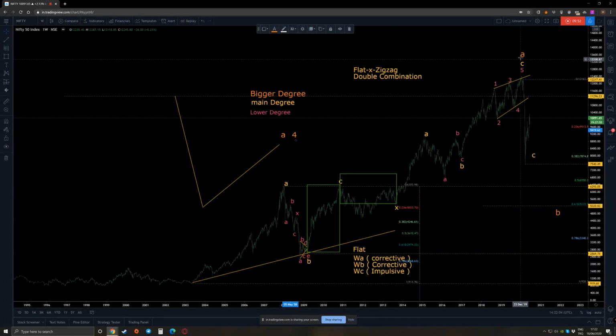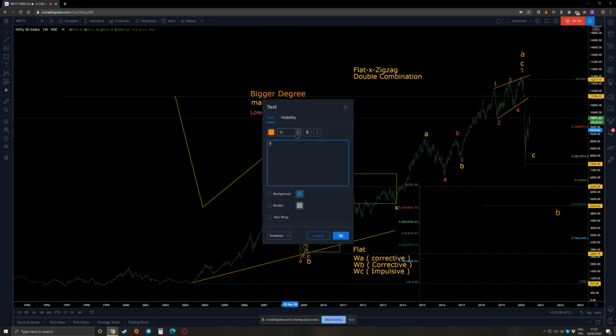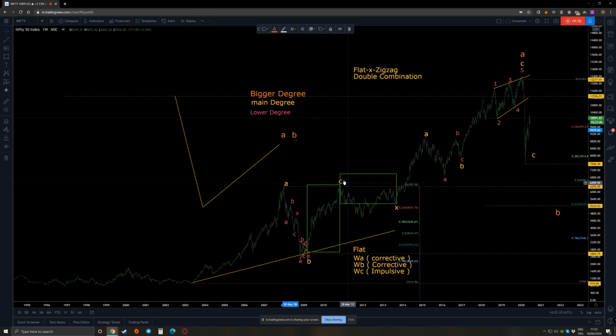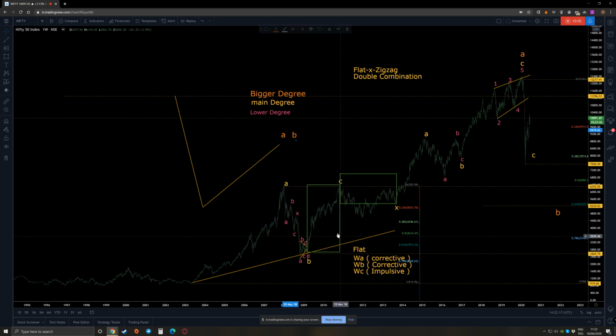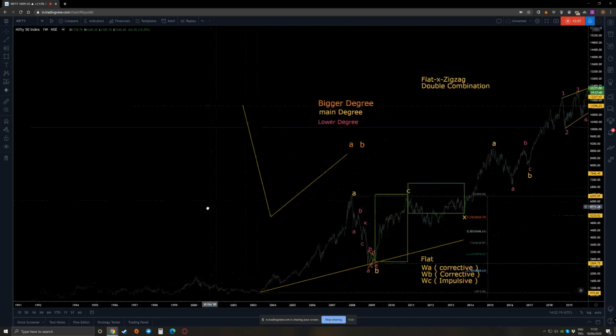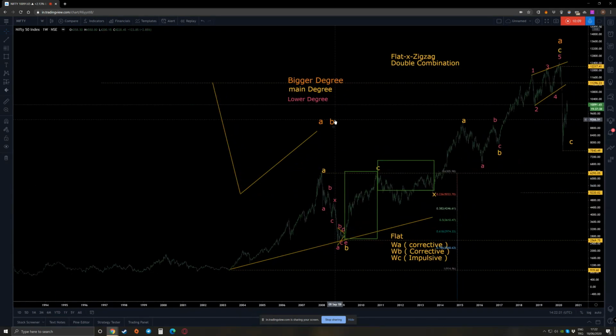Can it be a fourth wave, this move instead of a wave A? Well, it can. Where's the third wave? We don't have it. It can actually be wave B of a zigzag. Now where is the wave A of a zigzag? We don't have it. Can it be a wave B of a flat? Well, it can. Where is the wave A of a flat? We don't have it.